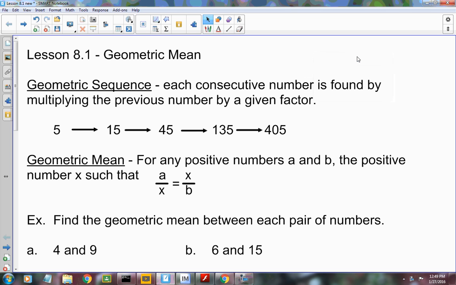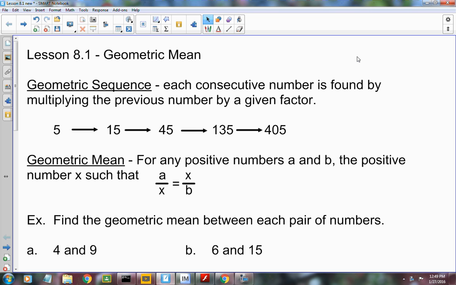So today we are talking about geometric means. We're going to continue to add a tool to our toolbox today for right triangles. Yesterday we talked about the Pythagorean theorem, when to use the Pythagorean theorem. It's a right triangle, and you know two sides, you're looking for the third side. So that's when you use the Pythagorean theorem.